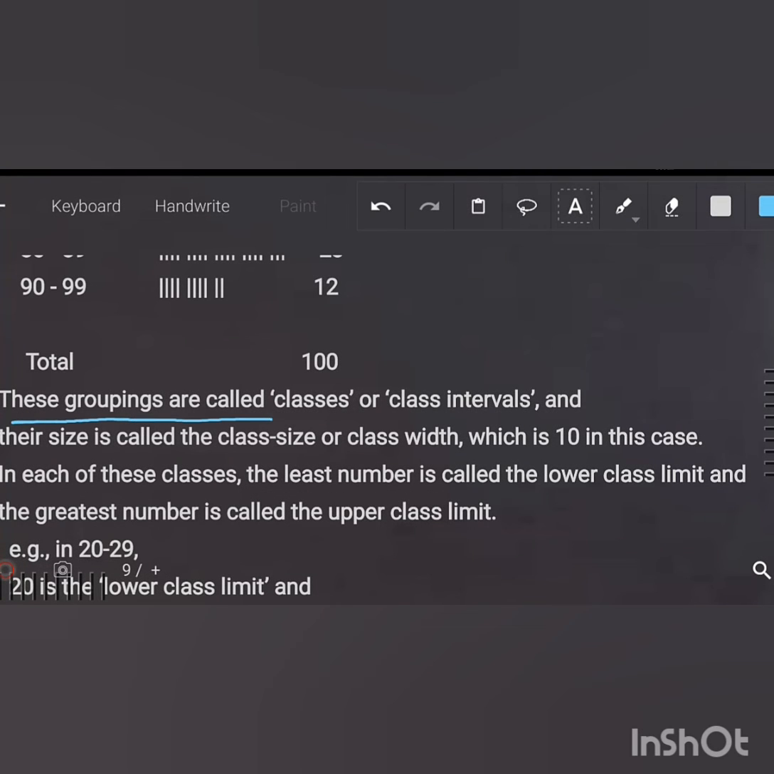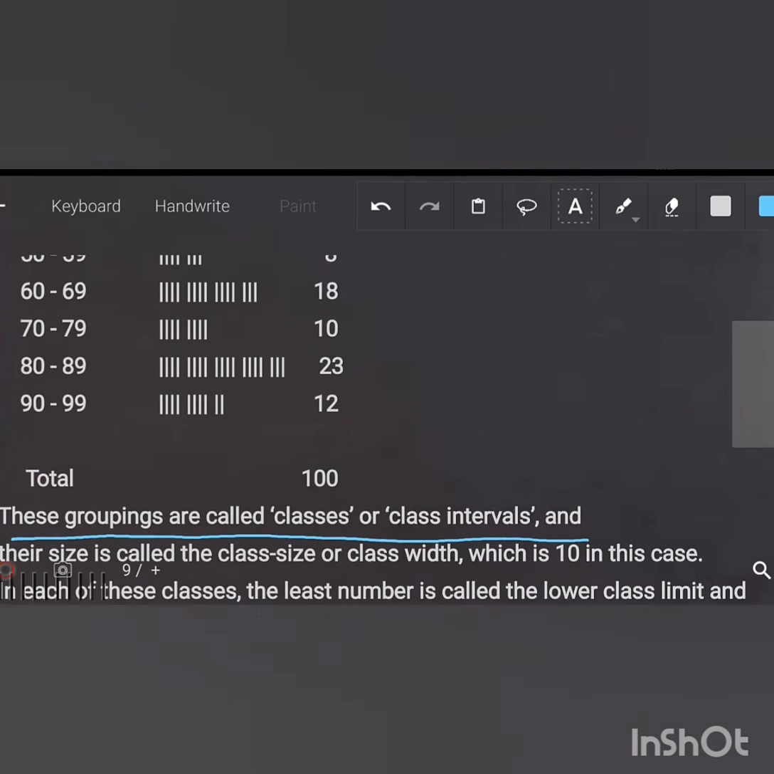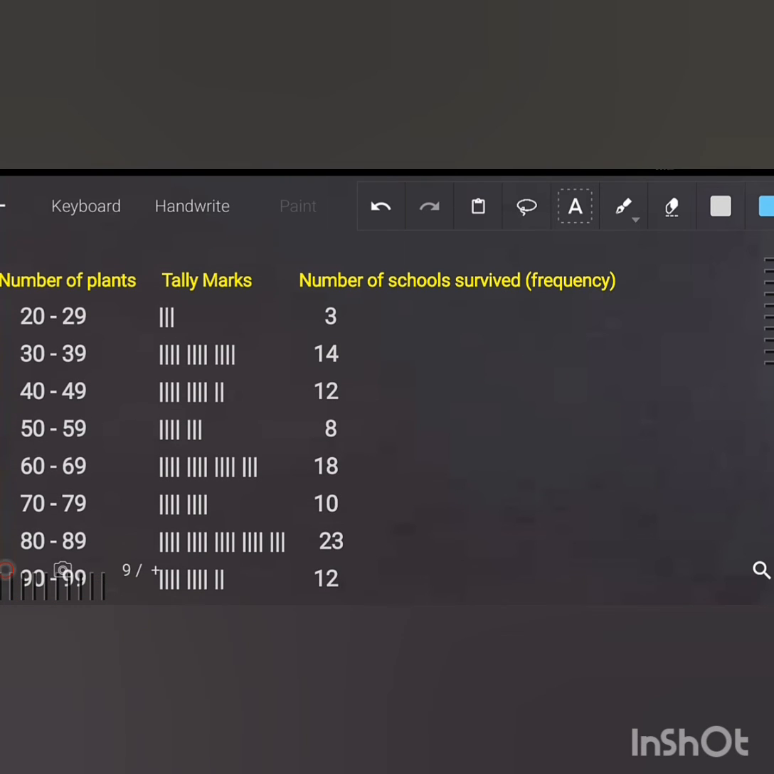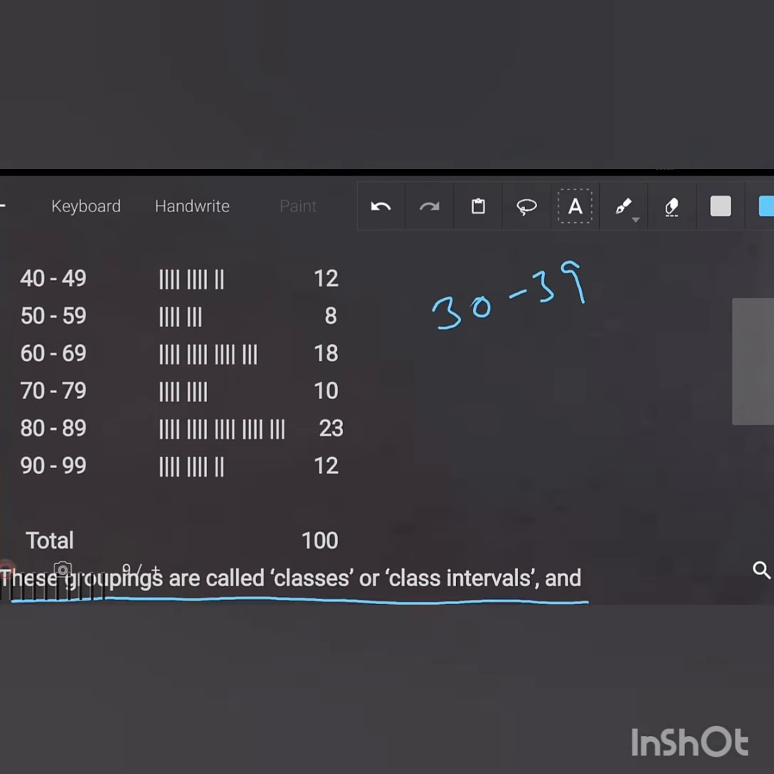These groups are called classes or class intervals. That means 20 to 29 is called a class, 30 to 39 is also a class, 40 to 49 is also a class, or 50 to 59 is also a class. These are all called classes, or in another way we can call them class intervals also.